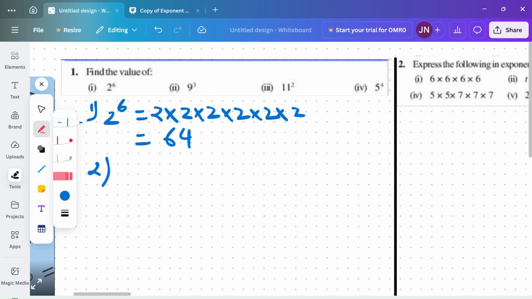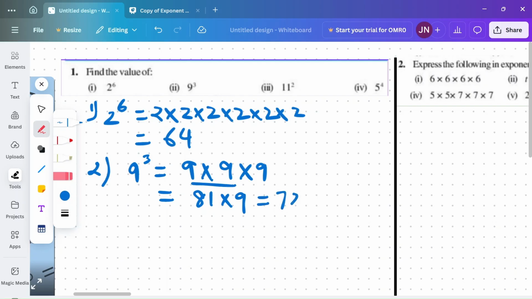Now second, similarly, 9 raised to the power 3 will be 9 multiplied 3 times. So again, you will multiply. 9 nines are, don't write 18, okay? It is 81, then times 9. Now how much is that? 729. Okay, let's have the next question.